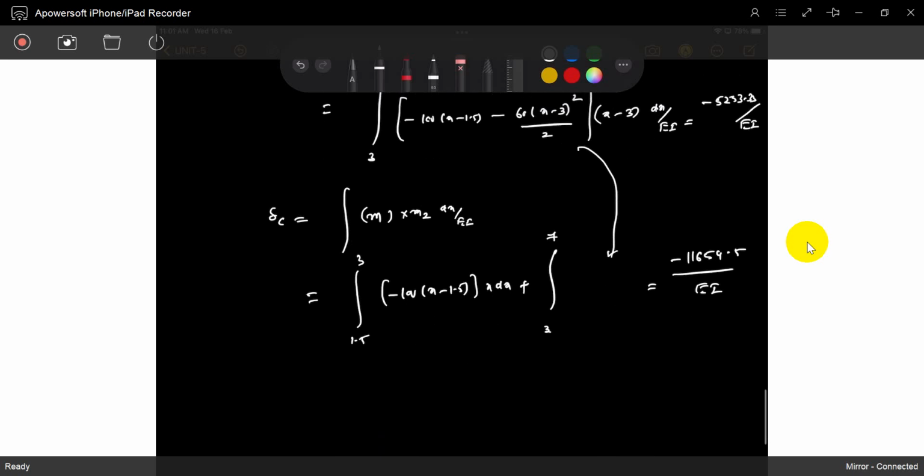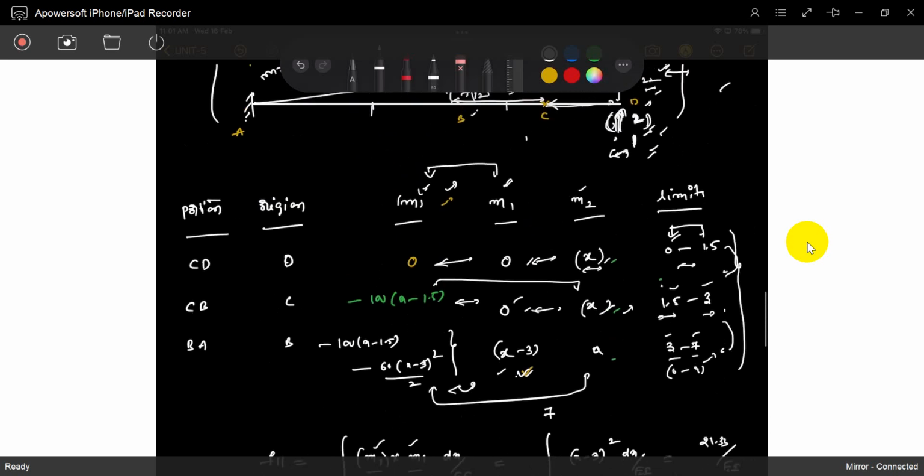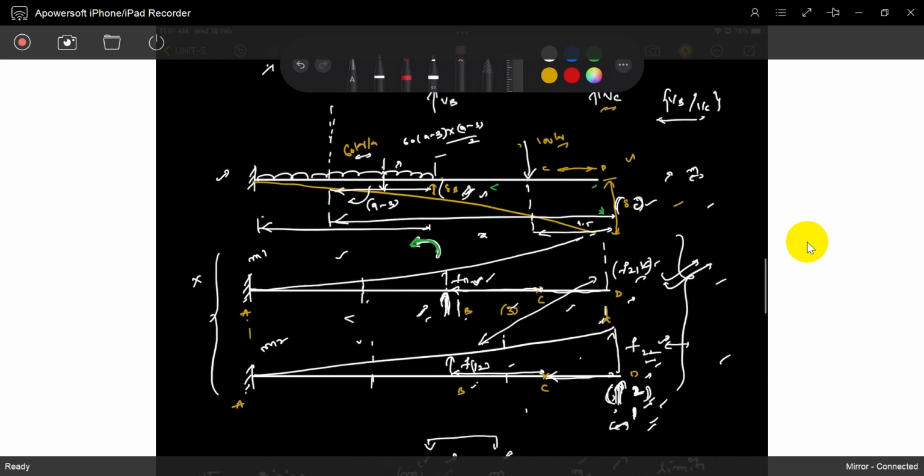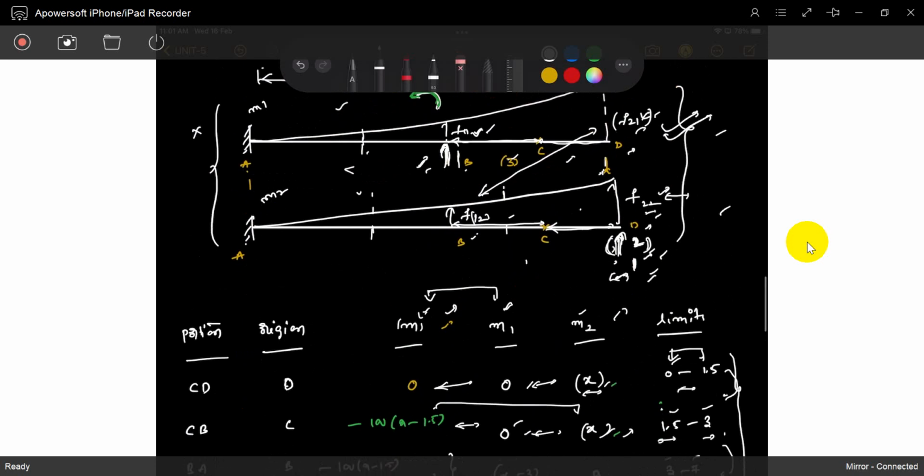So now you can understand how to write a flexibility matrix and how to find out the deformations. Once you know these bending moments, this is very simple, don't feel it is a confusing part. If you took everything from the end point, every time x from the end point, it is confusing, because you took the limits 0 to 1.5, 1.5 to 3. But if you write everything as free bodies, that is easy. I will show you tomorrow.